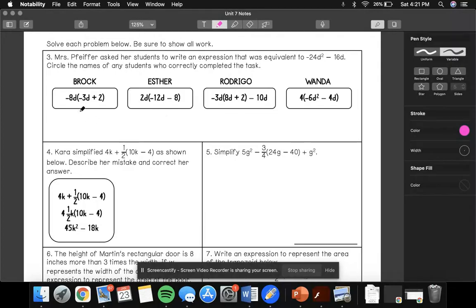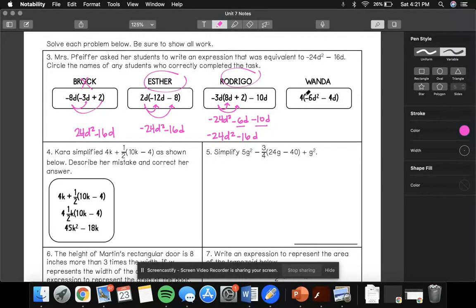Okay, for Brock, we would multiply. Okay. So it's close, but it needs to be a negative, so definitely not Brock. All right, for Esther, we would multiply. Esther does look like that creates the correct problem. For Rodrigo, okay, I distributed. Now I'm going to combine those together. So it looks like Rodrigo is also correct.